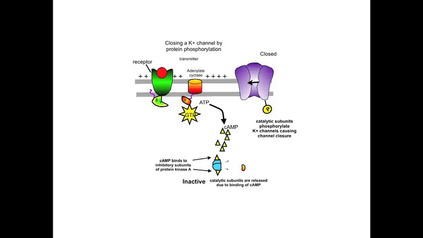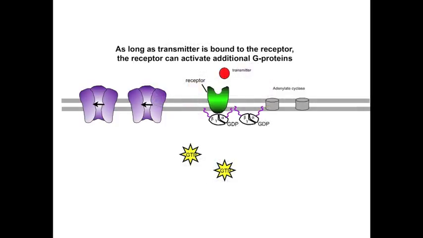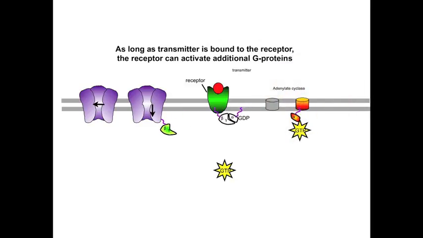Indeed, this is the way that adrenergic receptors in the pacemaker fibers of the heart work. The enhanced depolarization acts to speed up the heart rate. The operation of these adrenergic receptors will be described in another movie on the effects of adrenaline and acetylcholine on the heart. An important feature of metabotropic receptors is that as long as transmitter is bound, the receptor can activate additional G proteins, which are also embedded in the membrane.